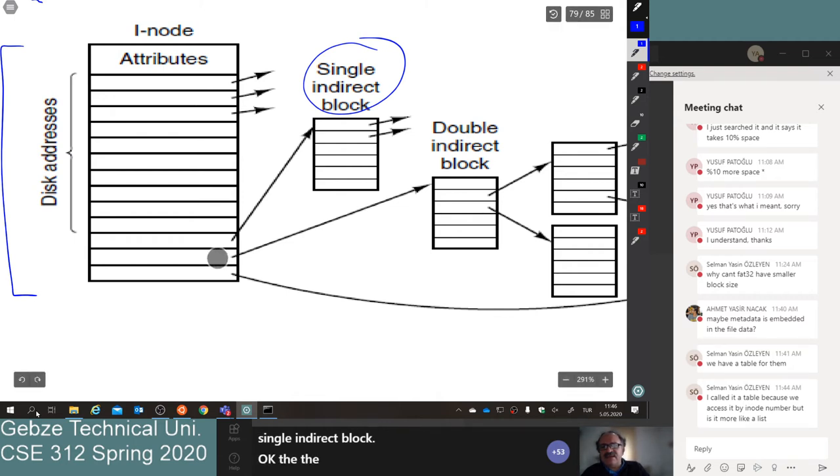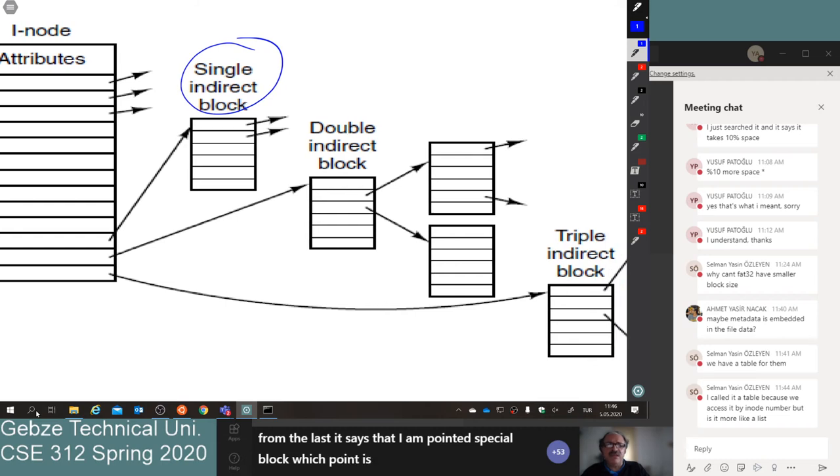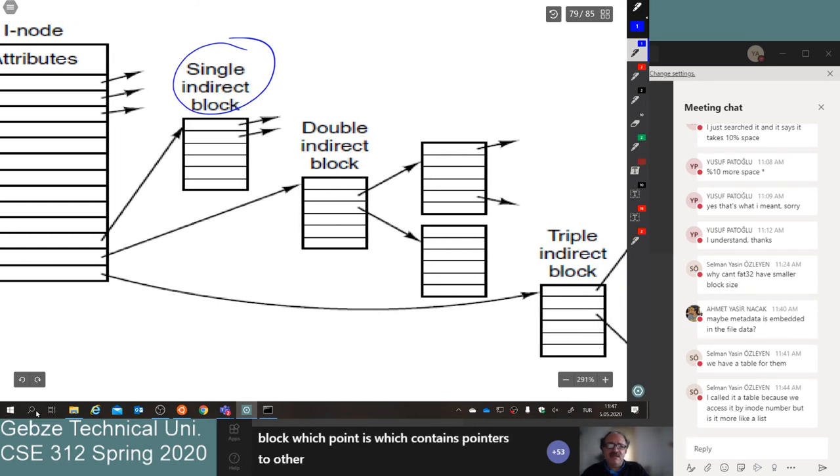The one that is second from the last says that I am pointing to a special block which contains pointers to other pointer blocks, double indirect blocks. These, the red ones, are the file blocks. These are the file blocks, okay?